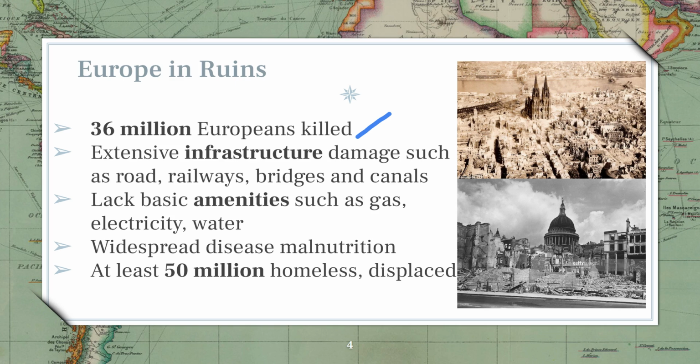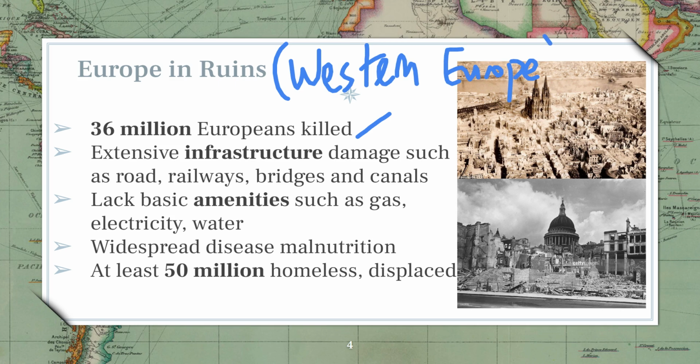So when we talk about Europe in ruins, the focus is of course Western Europe, which happened to be struggling even more. Infrastructure damage, so be able to mention a few examples of infrastructure and amenities as well, widespread disease, malnutrition, and all these implications. You would also need to think about how this impact brings the world closer to the Cold War.